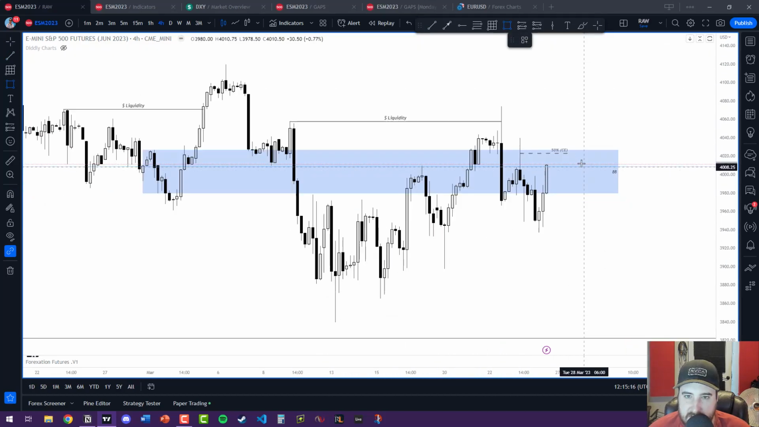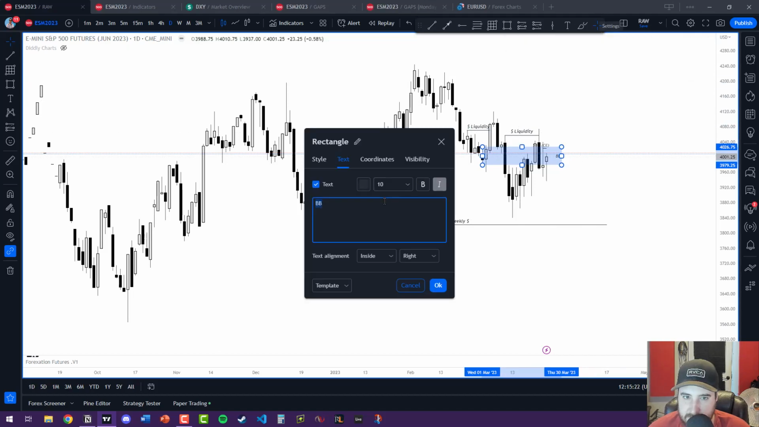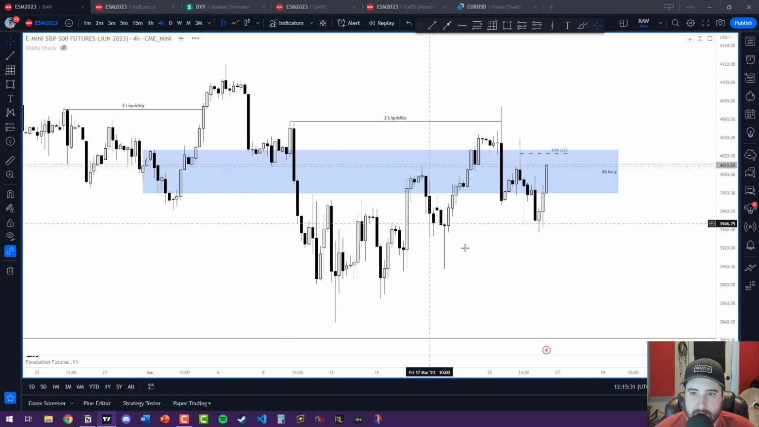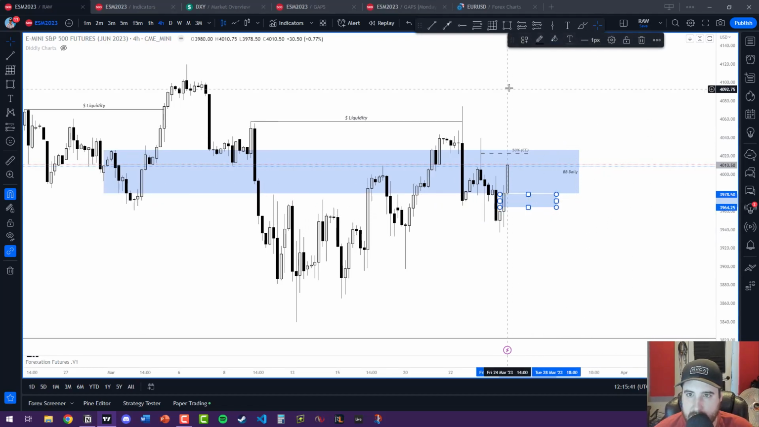this was the daily breaker block, right? So daily breaker block, let's put that in there so we know. Going down. Go down to the 4 hour. We have this fair value gap. Oop, wrong one.